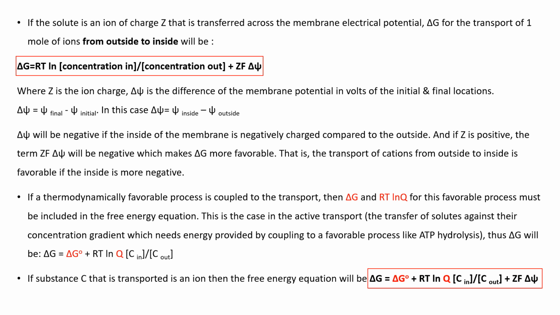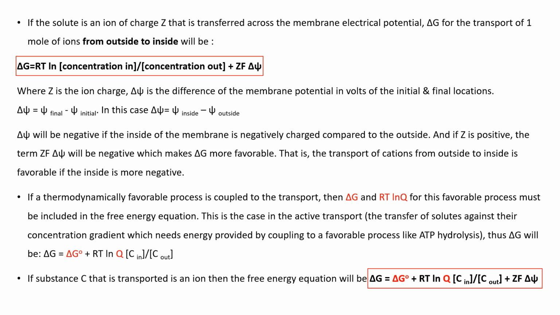If a thermodynamically favored process is coupled to the transport of these ions, then delta G and RT ln Q for this favored process must be included in the equation. This is the case of active transport, which is the transport of solutes across a membrane against their concentration gradients, which needs energy provided by coupling a favored process like ATP hydrolysis to this process.